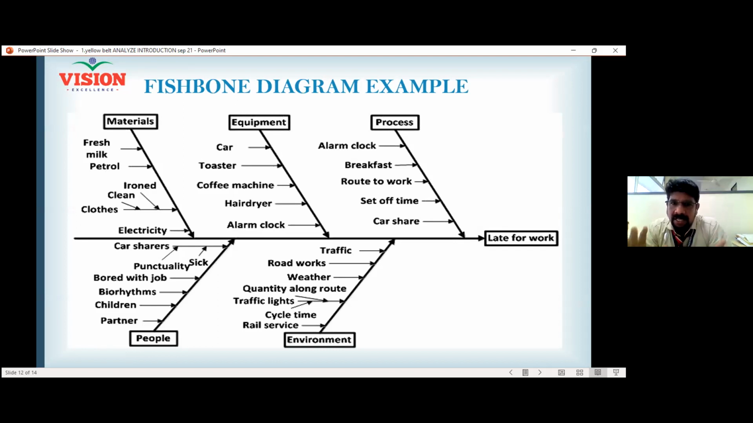Are you able to identify it? Are you able to understand this cause and effect diagram? Yes, Mayank.